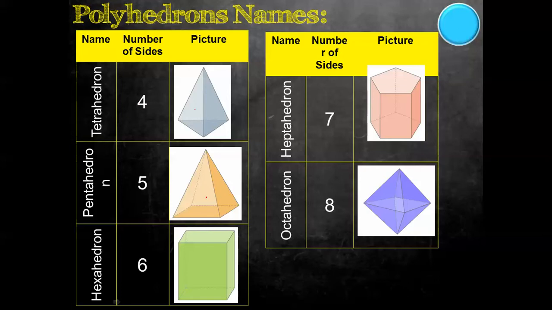For a five-sided figure, 1, 2, 3, 4, 5, we would call it a pentahedron, because remember, five-sided was a pentagon. Six was a hexagon, so we would call it a hexahedron. Seven was a heptagon, so we would call it a heptahedron. Eight is called an octahedron because we would call it an octagon. So that's how we would name the polyhedrons according to their sides.